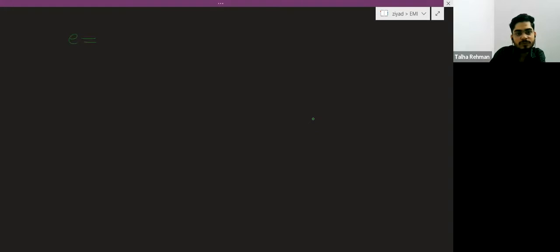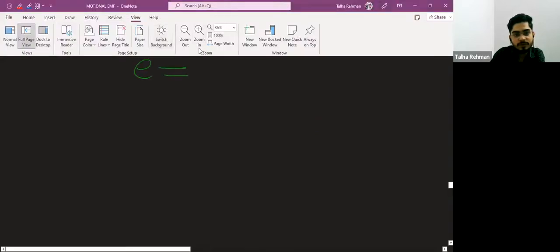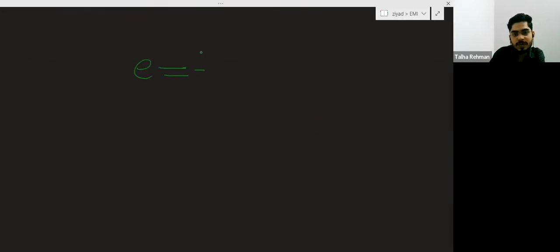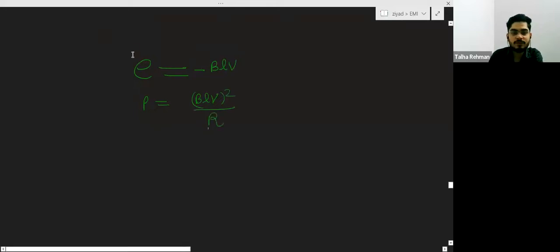So what is the motional EMF? E is equal to minus BLV, very good. And what is the mechanical power spent? B squared L squared V squared by R. So these two formulas you should know.